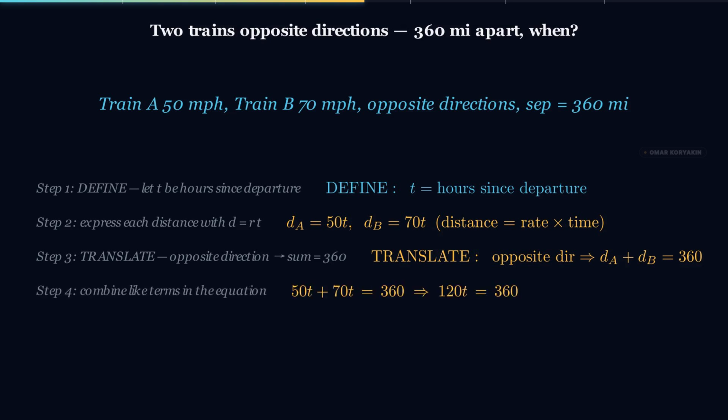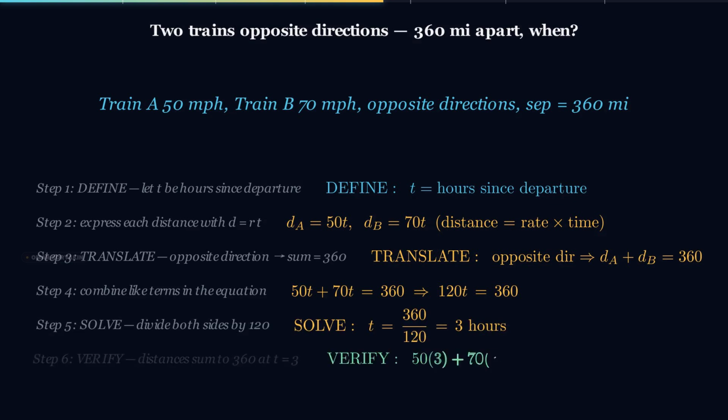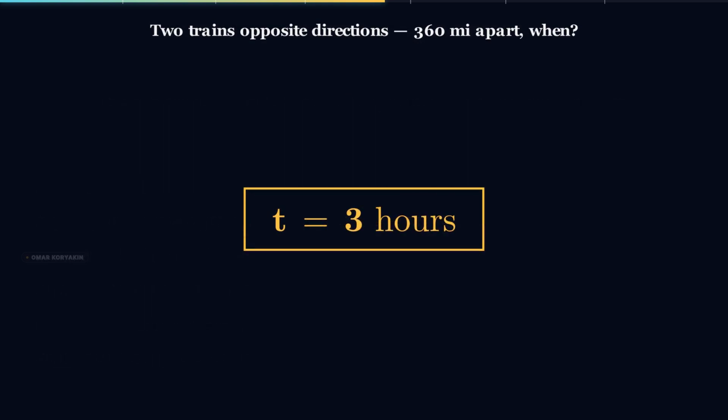Step 4. Verify in the English context. After 3 hours, train A has traveled 50 times 3 equals 150 miles in one direction, and train B has traveled 70 times 3 equals 210 miles in the opposite direction. The total separation is 150 plus 210 equals 360 miles, which matches the original problem statement exactly. Translation and solving verified. So the trains are 360 miles apart after 3 hours.